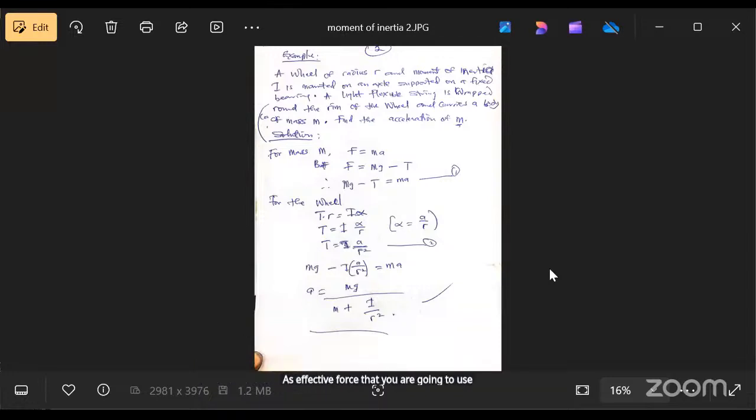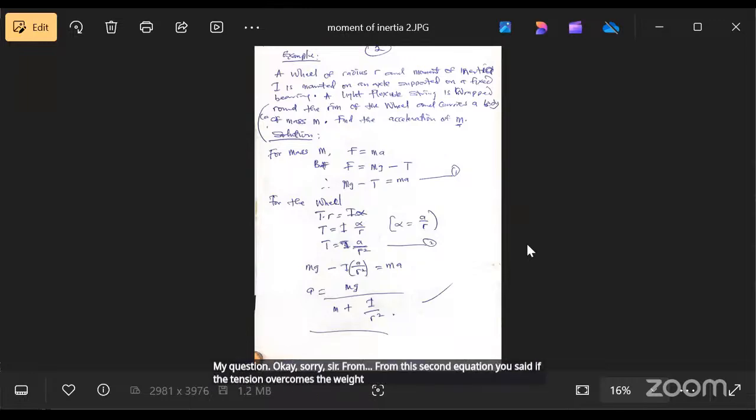Okay, sir. My question. Okay, be fast. We have 2 minutes. From this second equation, you said if the tension overcomes the weight, then it's not moving. Can we say that the tension is also friction in case they twist the question for us?